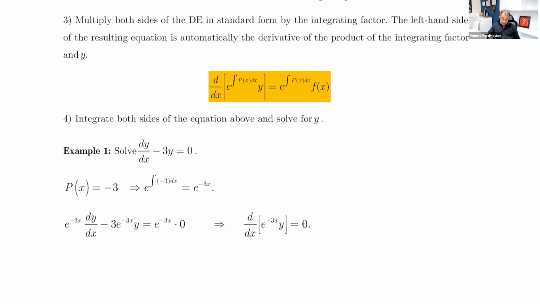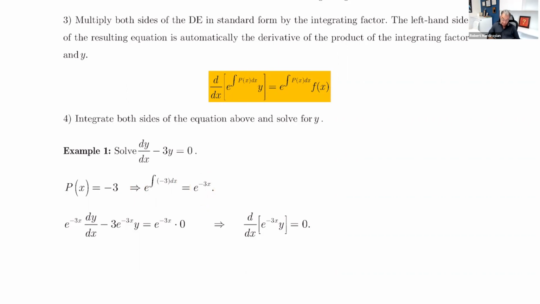Now we have dy/dx minus 3y equals 0. dy/dx is by itself. Now we want to find p of x. In this case, p of x is -3. So then the integrating factor is e to the power of the integral of -3 dx, and if you take the integral of that, it is e to the power of -3x. No constant needed here, remember.